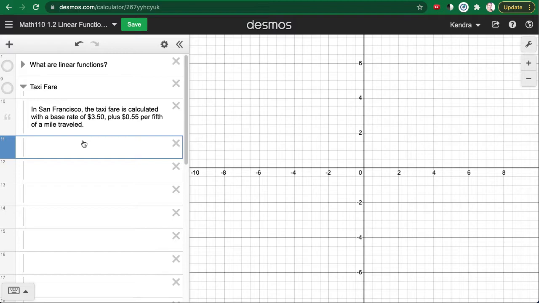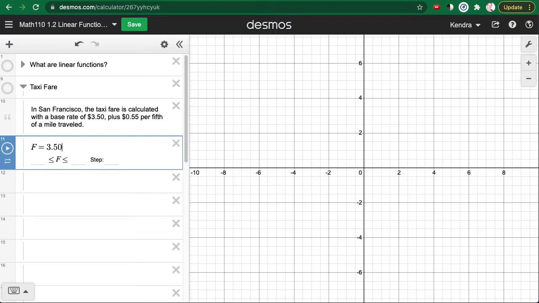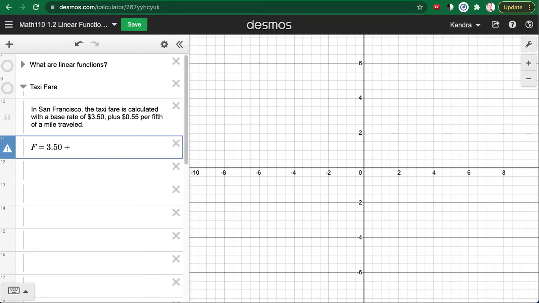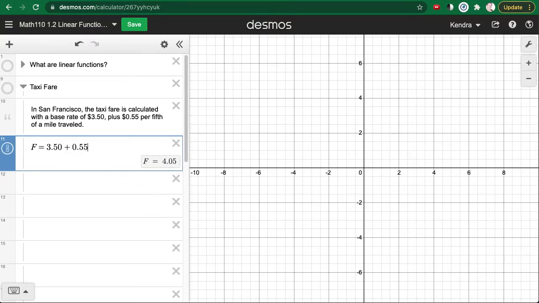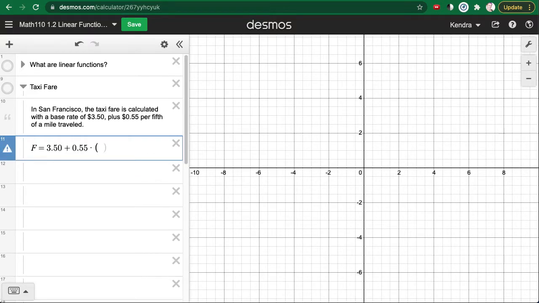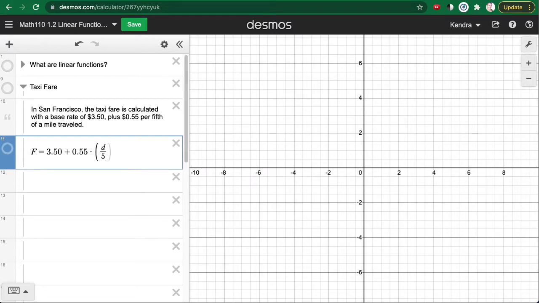Okay, so how could we write a function for this? So the fare would be based on the number of miles. Let's call it d for distance. So it is calculated with a base rate of $3.50 plus 55 cents per fifth of a mile. So that looks like $3.50 plus 55 cents per fifth of a mile. So d over 5. Okay.